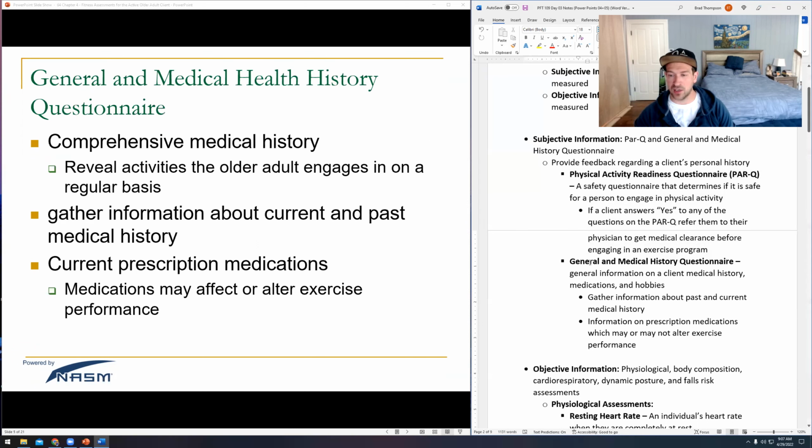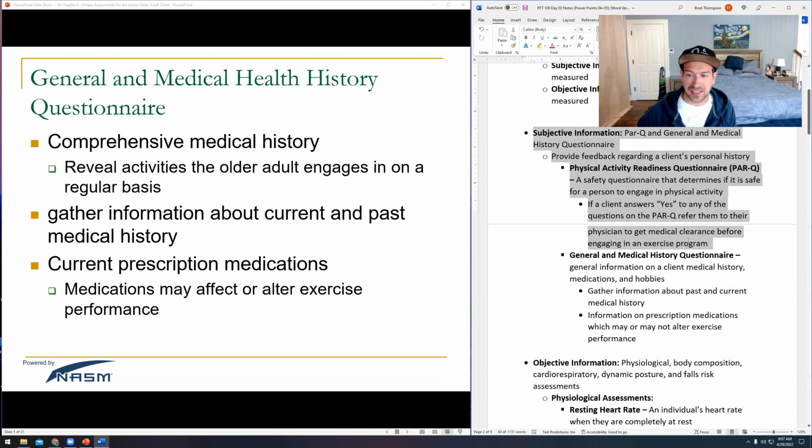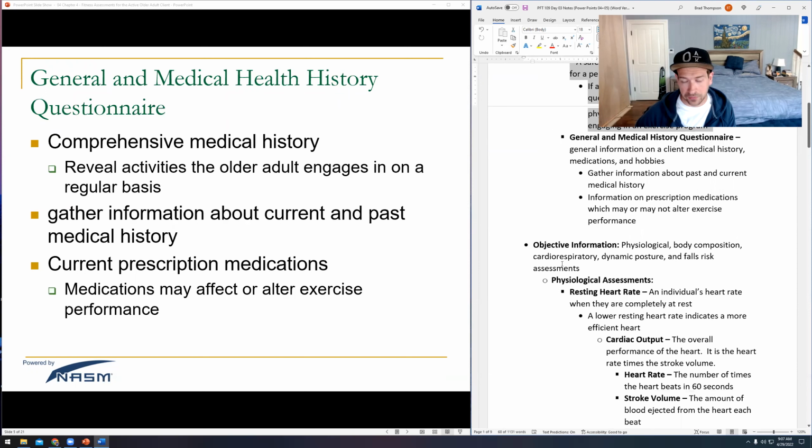The next part of the subjective stuff, and this is all happening at the desk, right? So first things first, your client walks through the door, you greet them and say, hey, I'm going to be your trainer today. Let's take you over to the area here and have you fill out some paperwork before we get started. So the first thing you do is you have them fill out the PAR-Q. Now you are both sort of protected. And now we're going to do the rest of our subjective information.